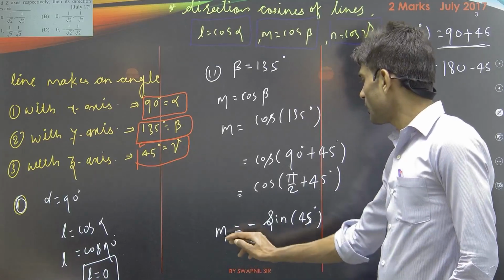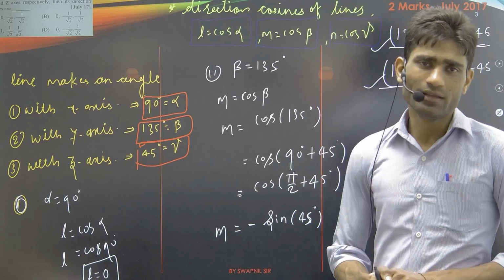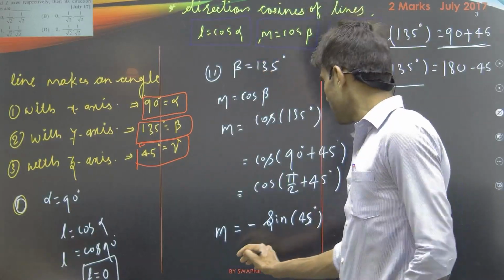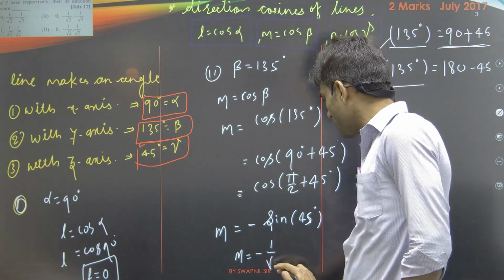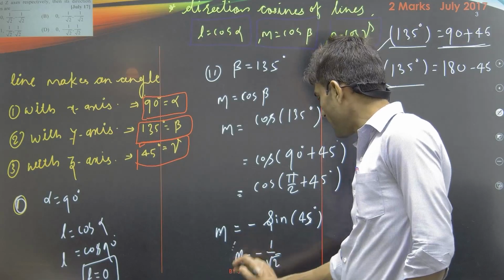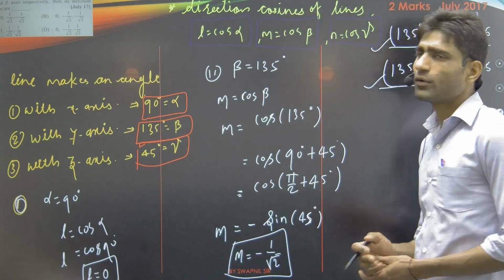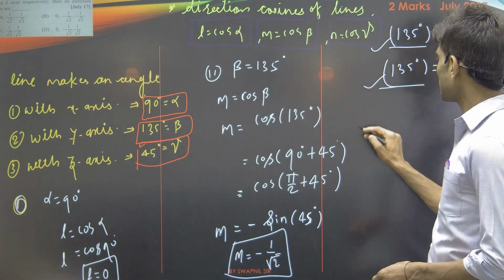So our required value for m is equal to negative of sine 45 degree, and we know that sine 45 has the value 1 by root 2. That means the value for m is equal to negative of 1 by root 2. This is the second direction cosine for our second line. Now let's go for the third one.